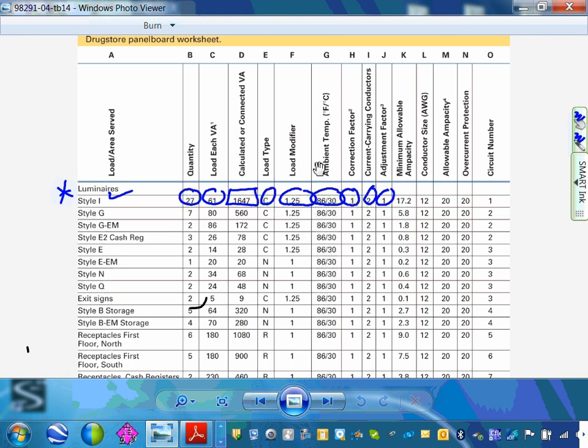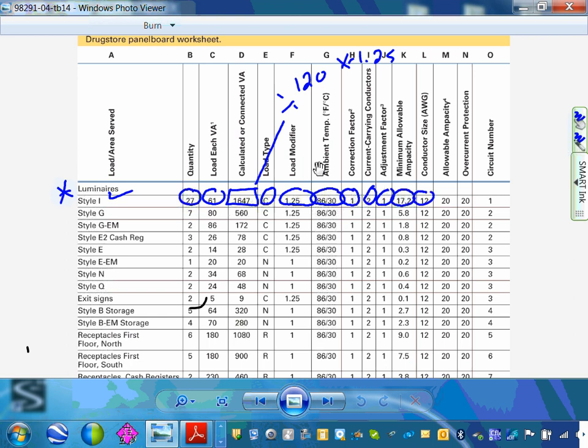Minimum allowable ampacity, guys, is taking this number here, dividing it by 120, and multiplying it by 1.25. That's your minimum circuit ampacity, 17.2. Okay. Does that make sense? Take that number, divide it by 120 to get it in amps, and then multiply by 1.25. Then go size a conductor for 17.2 amps.